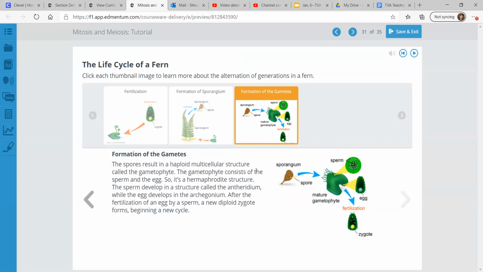And then we have the formation of the gametes. The spores result in a haploid multicellular structure called the gametophyte. The gametophyte consists of the sperm and the egg, so it's a hermaphrodite structure. The sperm develops in a structure called the antheridium, while the egg develops in the archegonium. After the fertilization of an egg by a sperm, a new diploid zygote forms, beginning a whole new cycle. And you can see that here.